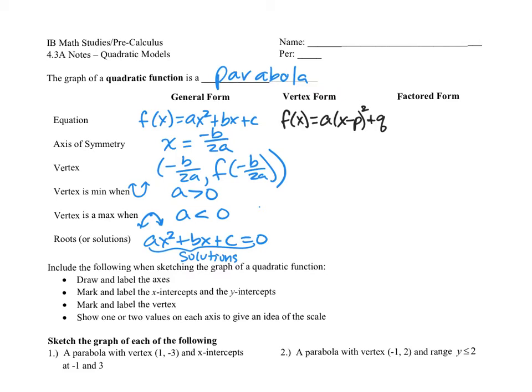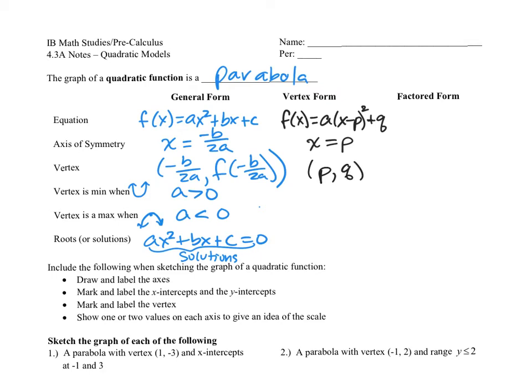To find the axis of symmetry, remember that's a line, a vertical line, and it's just going to be x = p. So to find that axis of symmetry, all you have to look at is p. To find the vertex, it's very simple. That's why this is called vertex form. The vertex is simply found at (p, q), okay?